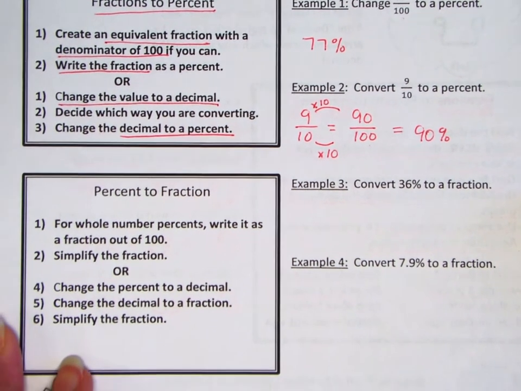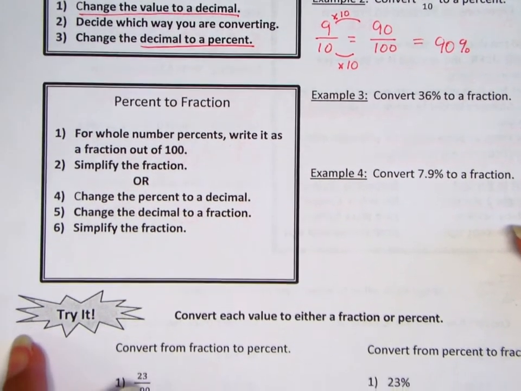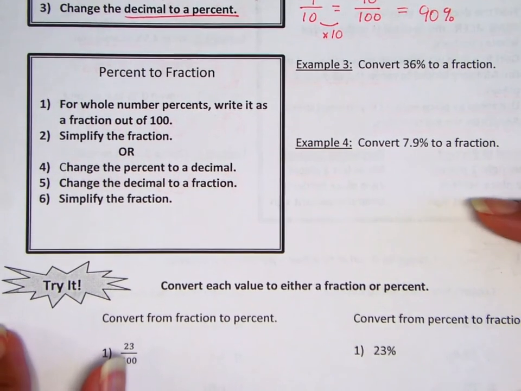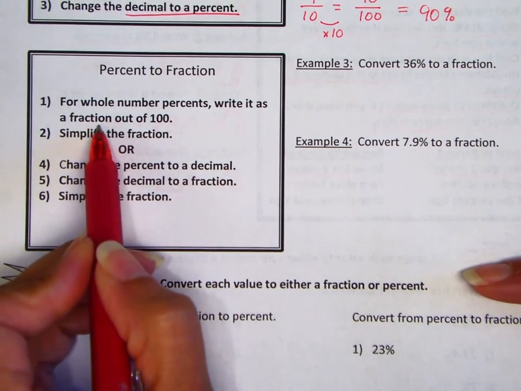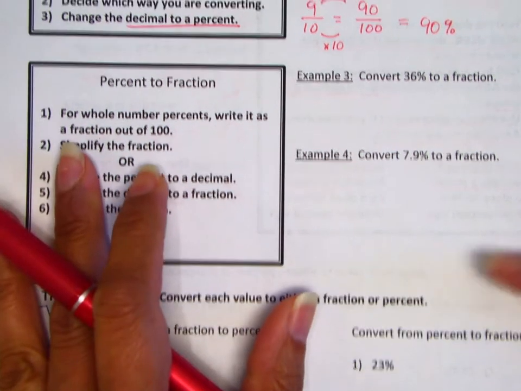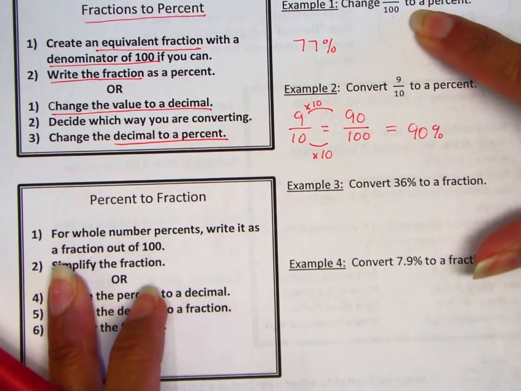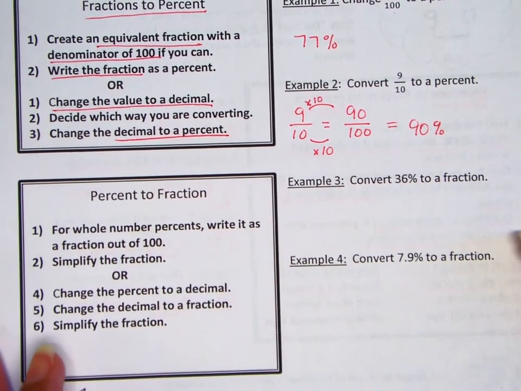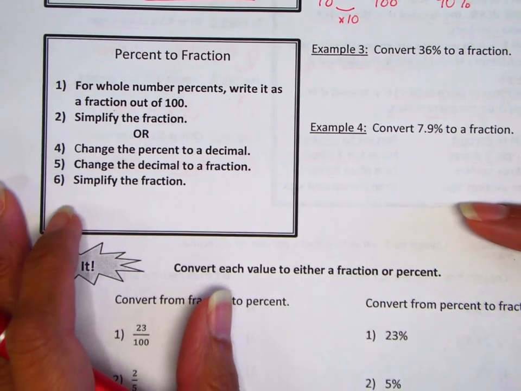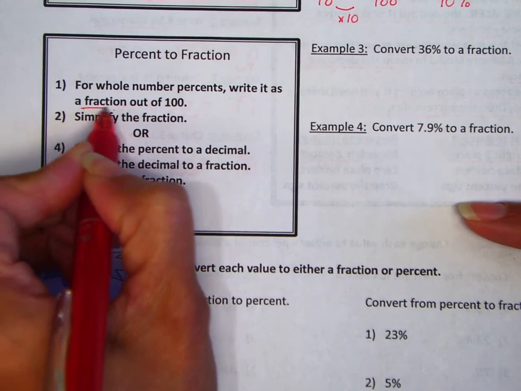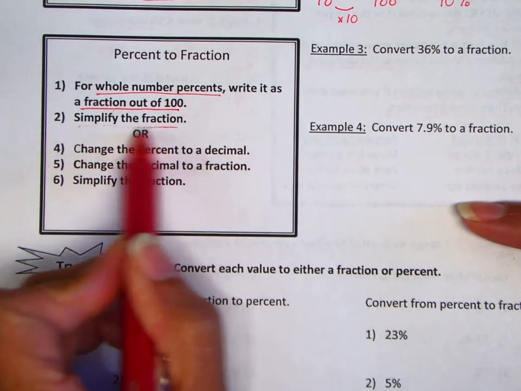Whenever converting percents to fractions, for whole number percents, we write it as a fraction out of 100. It's the reverse of this. So 77% is 77 out of 100. So we can do that anytime we have a whole number percent. And once we've created a fraction out of 100 for whole number percents, we'll need to simplify the fraction whenever we can.